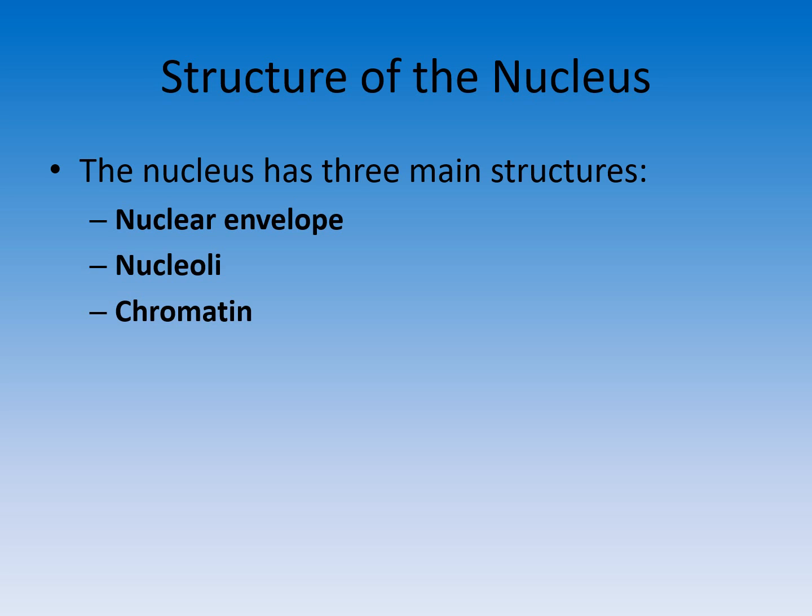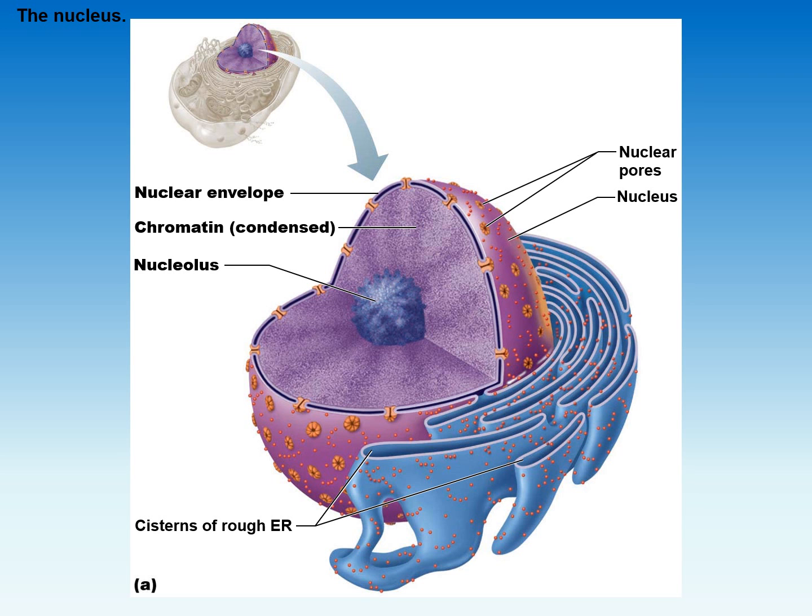There are three main structures of a nucleus. There is the nuclear envelope, the nucleolus, and then the chromatin. So this is showing the schematic drawing of the nucleus. So here's your nuclear envelope that separates the internal portion of the nucleus from the external portion. It does contain pores. So this whole thing is the nucleus. This is the nuclear envelope. Here's the nucleolus inside the nucleus, and then the chromatin, which is your DNA, is inside.